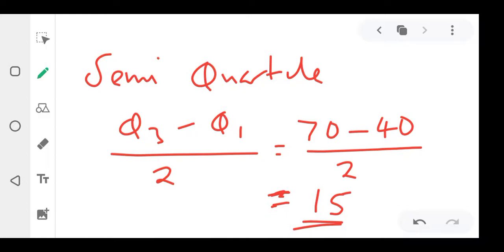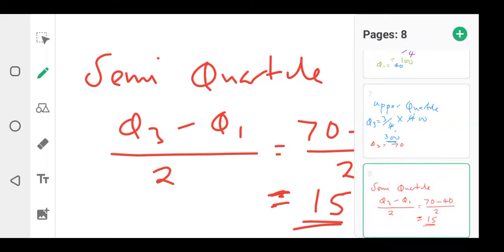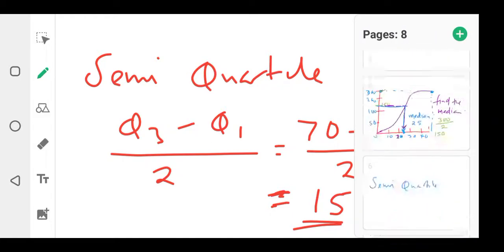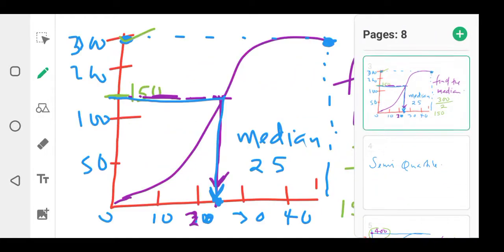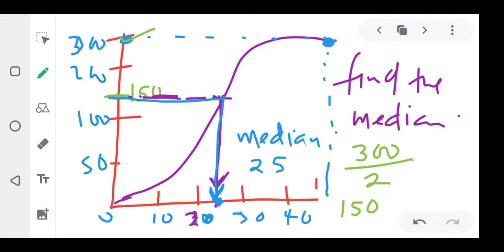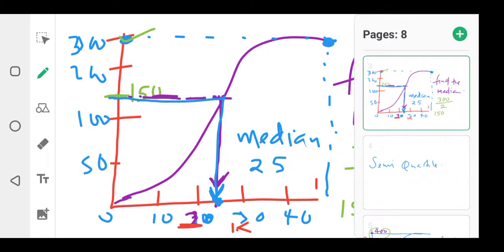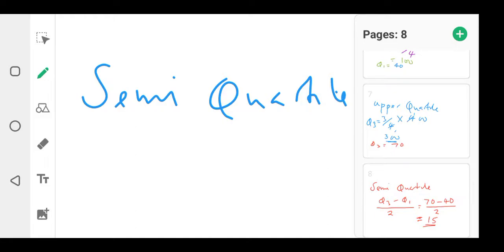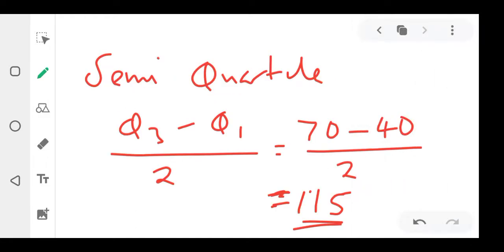It will take the units of the ones down on the graph. If the units down here are kwacha, meaning you're going to write kwacha. Whatever units are there, that's the one that you put. If it is boys, you put boys. That's how you calculate the semi quartile.